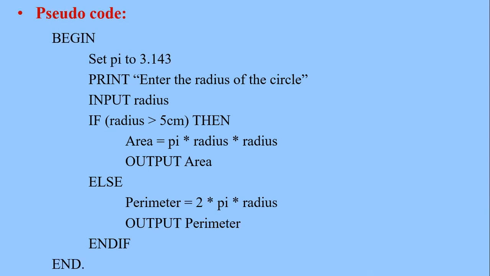So that's the pseudocode. If the radius is greater than 5, area will be computed and displayed on the screen. Otherwise, if the value that is entered is less than 5, meaning the condition is false, calculate perimeter and display the results on the screen. Let's now look at the flowchart.